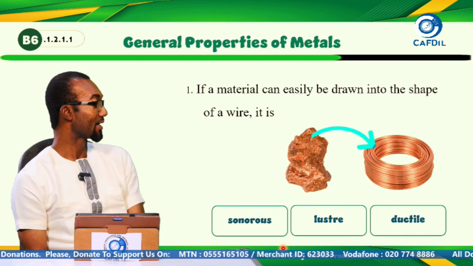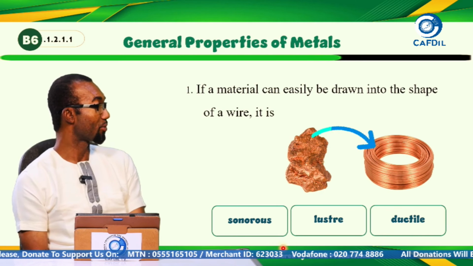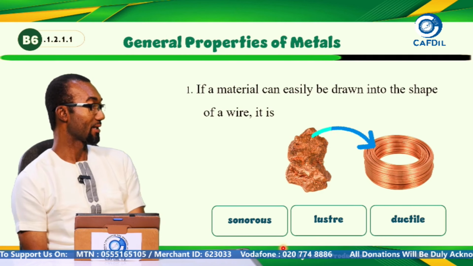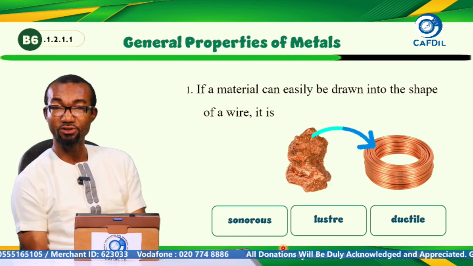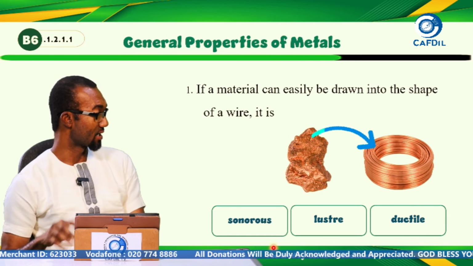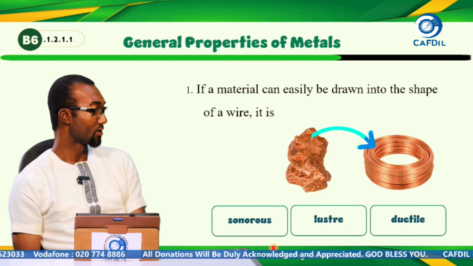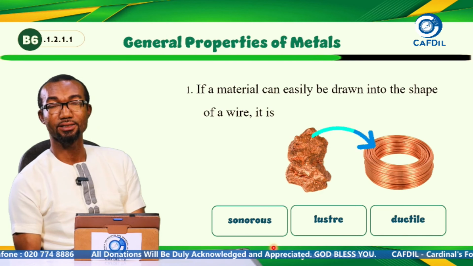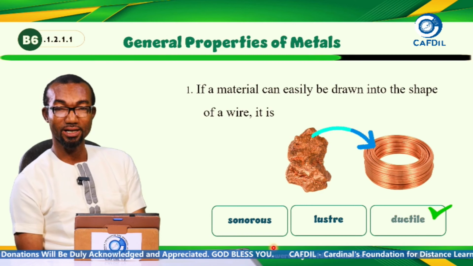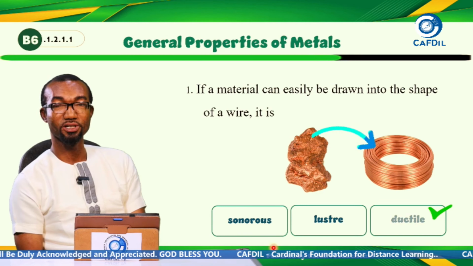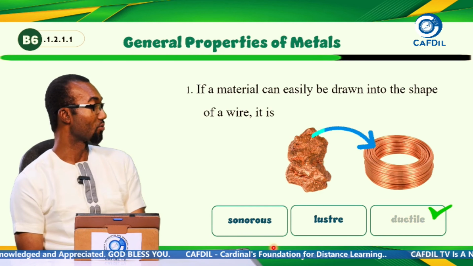If a metal can easily be drawn into the shape of a wire you see here, then it is sonorous, luster, ductile? Great, it is ductile. So ductility means that it's a property of metal to be shaped into wires.